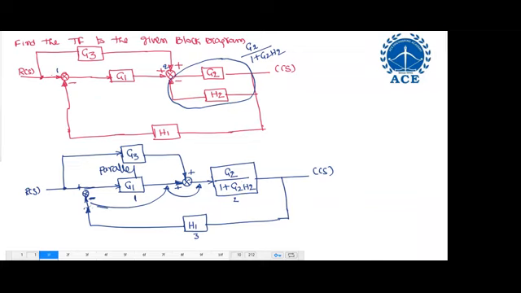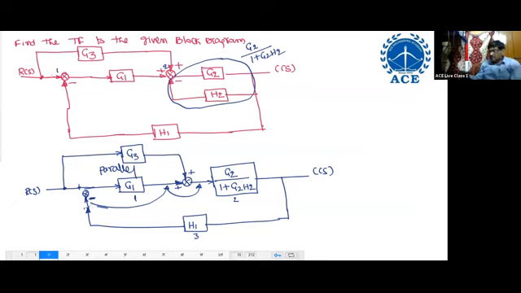But how are we adding with the feedback, G3? You are multiplying with that, right sir? Series means product only. G3 by 1 plus G3 H2 will be multiplied with G3 plus G5 by G3. You try, you will get it.